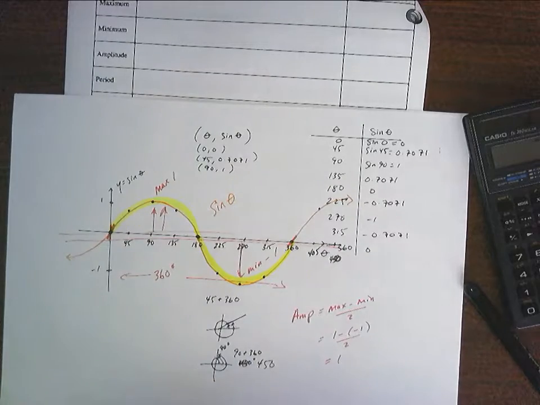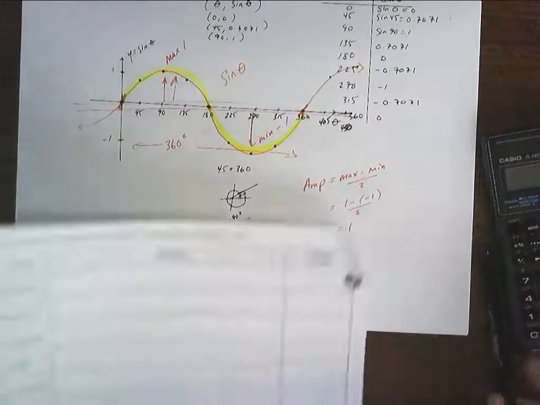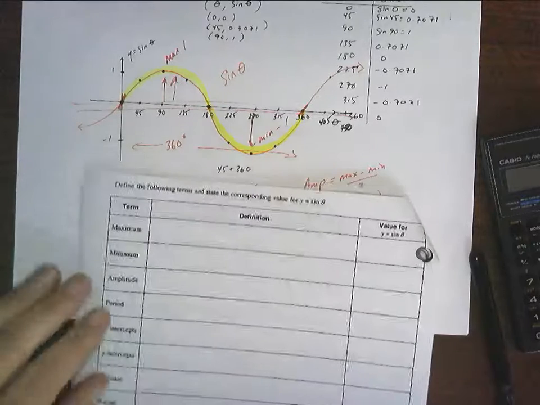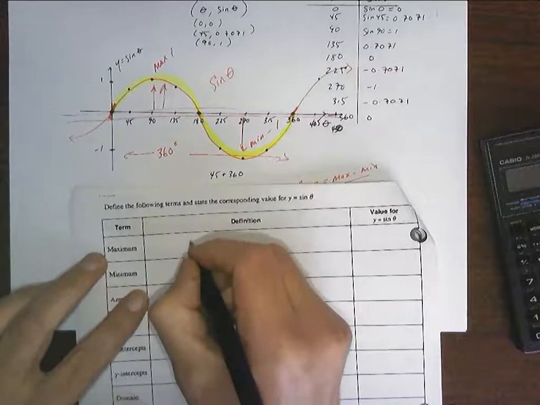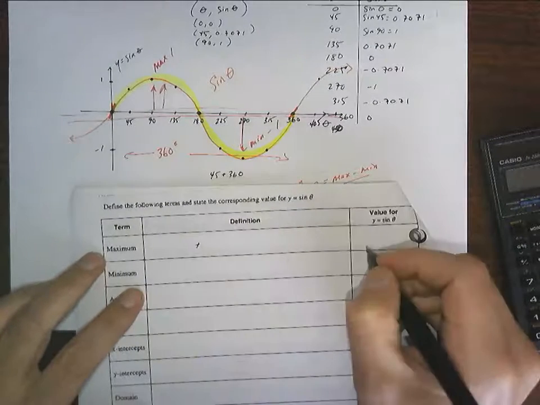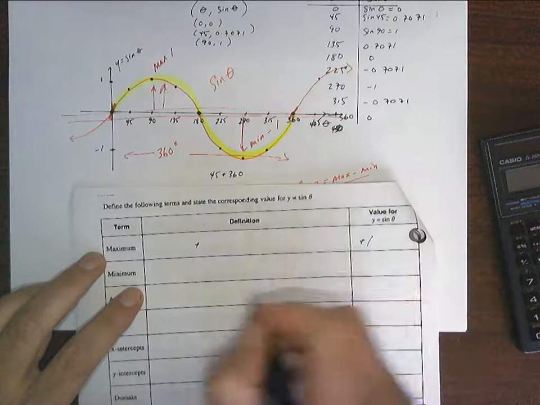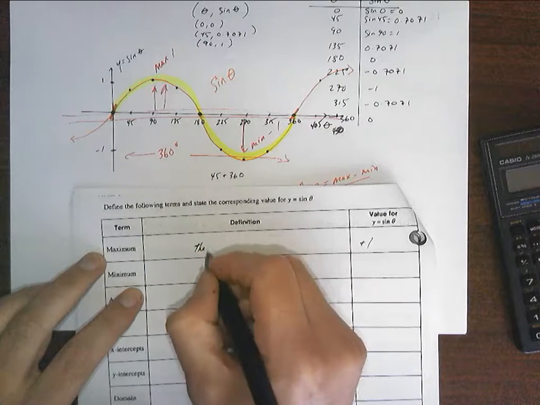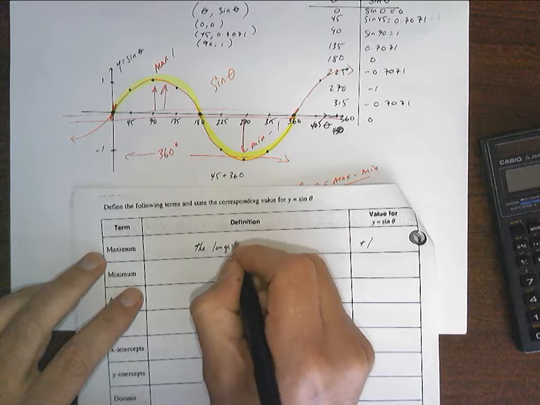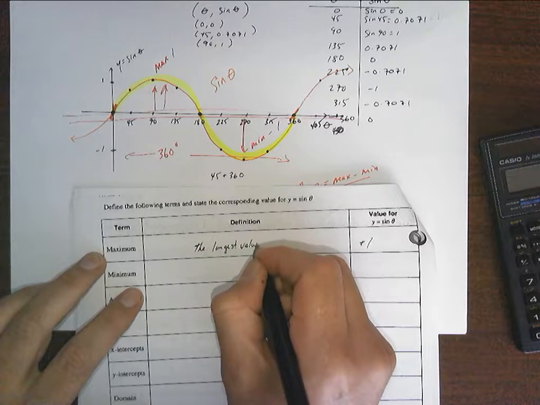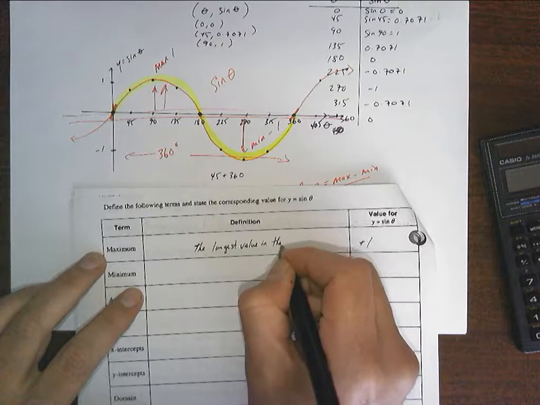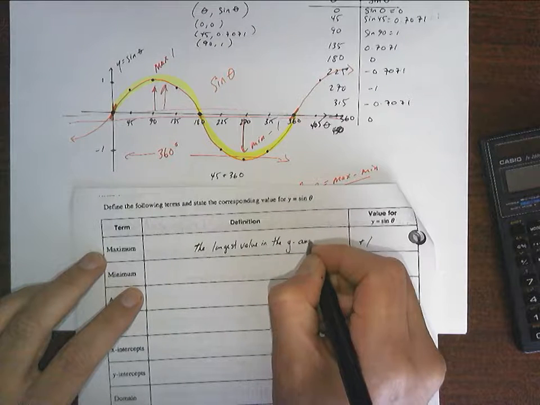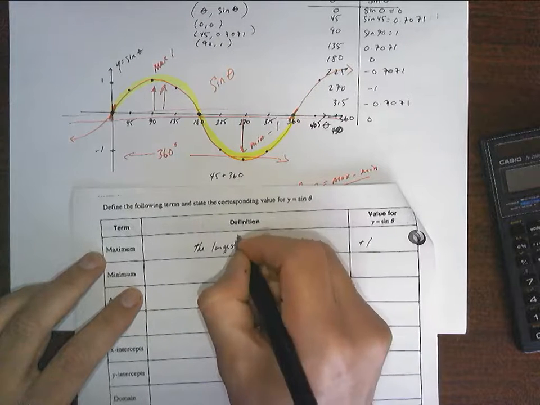So let's answer some of these questions that we have here. I think I've answered most of them, but let's give it a shot. So we're looking for the maximum. The maximum value is going to be +1, and that is going to be the largest value in the y-axis, the largest positive value.